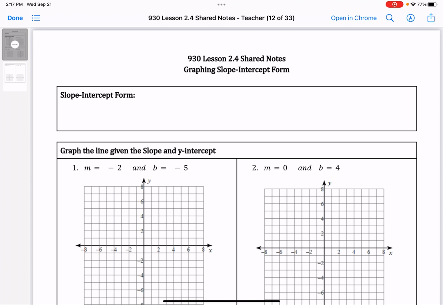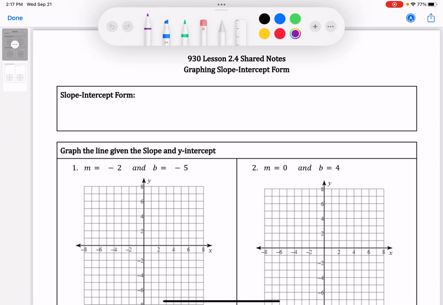Now the easiest way to graph an equation of a line is if this line is in slope-intercept form. Slope-intercept form is one of the most important formulas I think that you will learn this year, one that you need to remember and memorize, but I promise by the end of this unit you will know it by heart and you will never forget it. Some of you may know it already, but if you don't, slope-intercept form is y equals mx plus b.